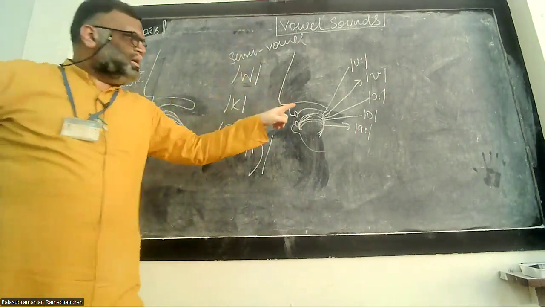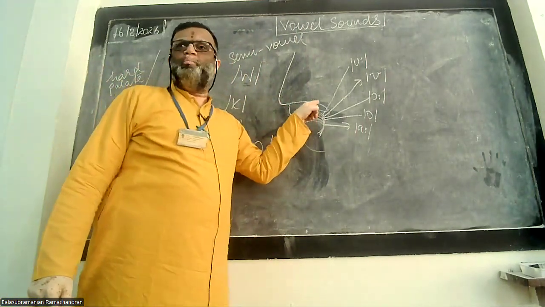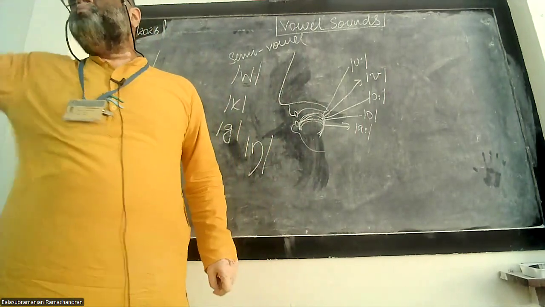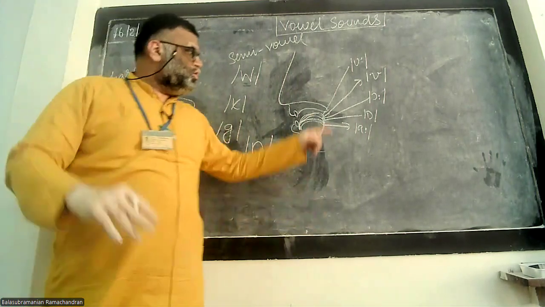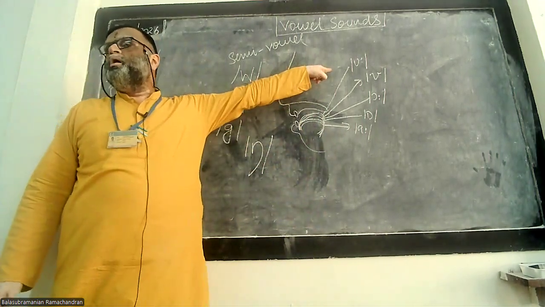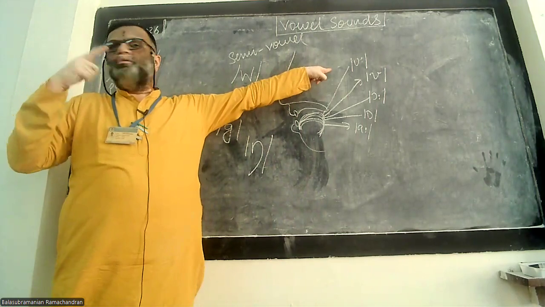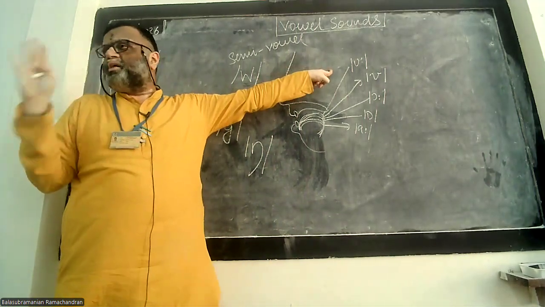You understood? If the back part of the tongue touches the roof of the mouth, you are producing a consonant sound. If it comes very close to the roof of the mouth and there is friction, you are producing a consonant sound. But look at this. For the vowel, the tongue does not touch anything.